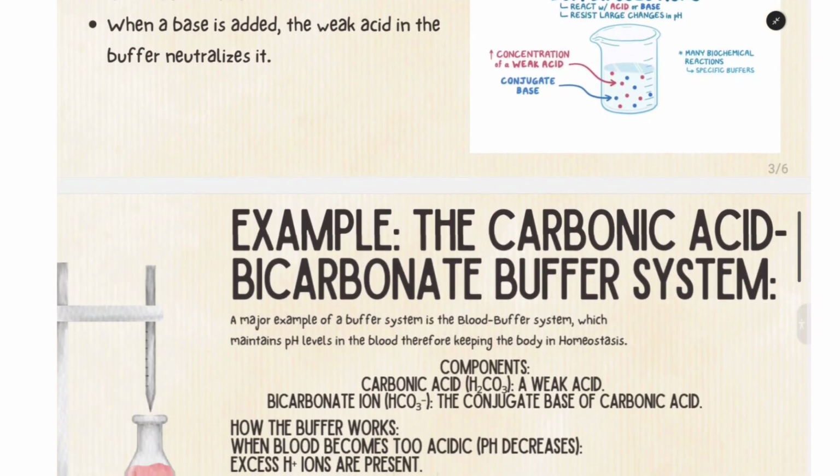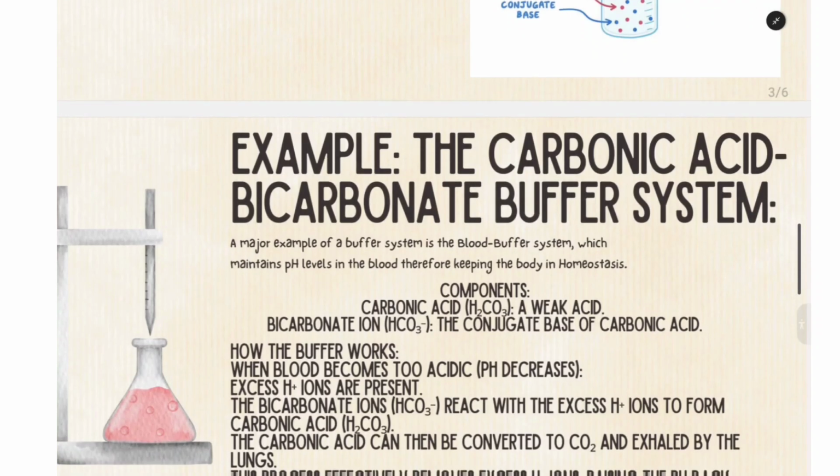So, a prime example of a buffer system is the carbonic acid bicarbonate buffer system in our blood. This system is crucial for maintaining pH levels and keeping our bodies in homeostasis. The components of the bicarbonate buffer system are carbonic acid, a weak acid, and the bicarbonate ion, its conjugate base.